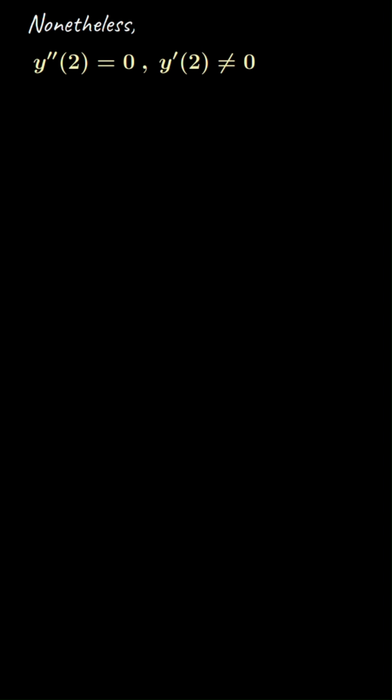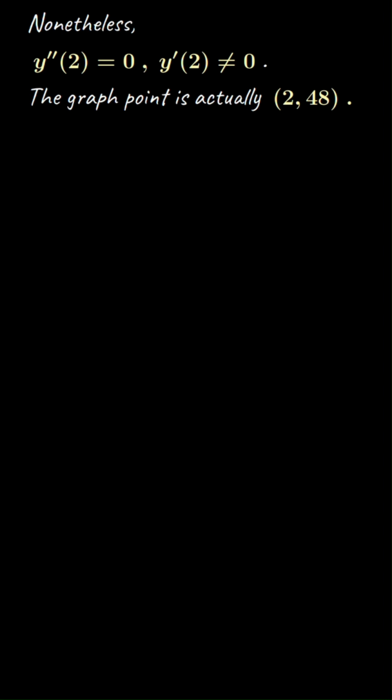So therefore we've got y double dash is 0 at 2, and you could also show, just substituting back in, that y dash at 2 is non-zero. So it's got a bit of a slant tangent there as well. So it's not one of those trivial ones where y equals x to the power of 4. The graph point is actually just 2, 48.